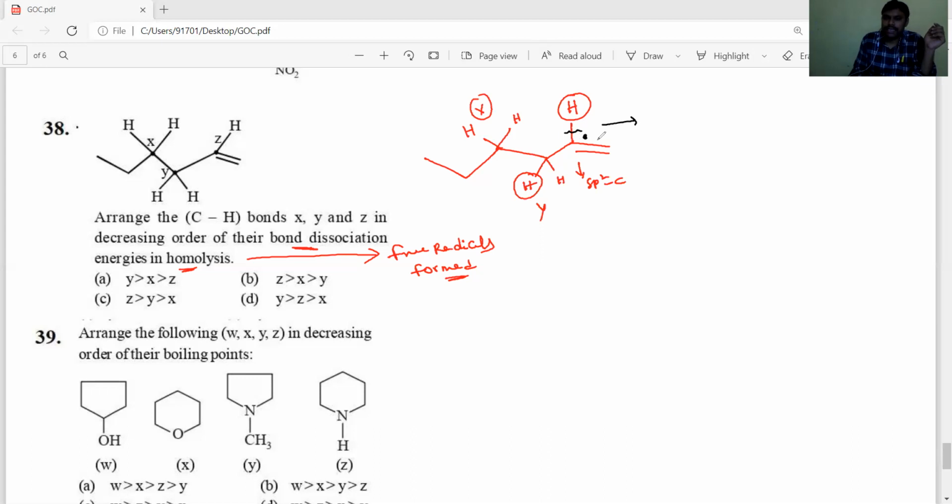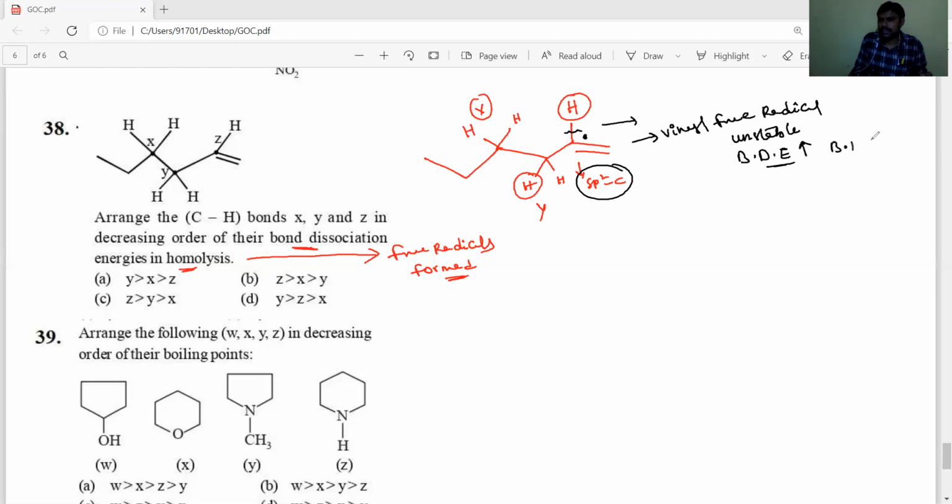What kind of free radical is this, dear students? Vinyl free radical. Unstable. So that's why its bond dissociation energy is more. This BDE is more to break this bond, because this is sp2 carbon, meaning more electronegative, and bond length is less.